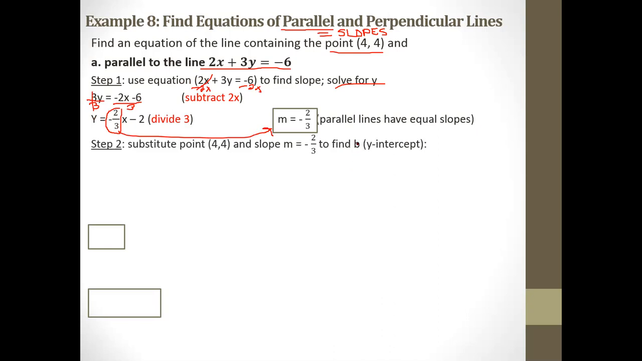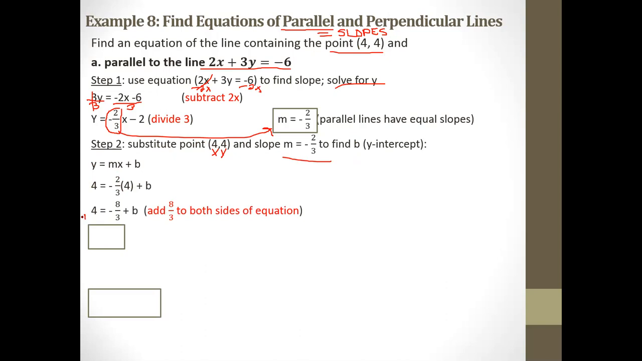So now we have our slope. And we're going to substitute the ordered pair, the point that we were given, 4, 4, to find the y-intercept. So using our slope-intercept form of an equation, we're substituting 4 for x, 4 for y, that's our ordered pair, and our slope, which was negative 2/3, for m. Simplifying here, negative 2/3 times 4 gives us negative 8/3.